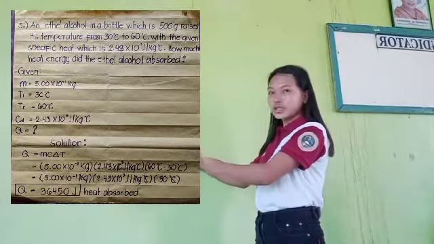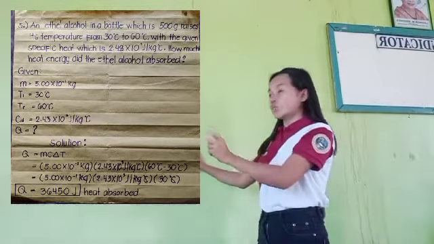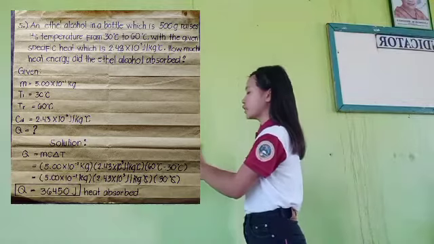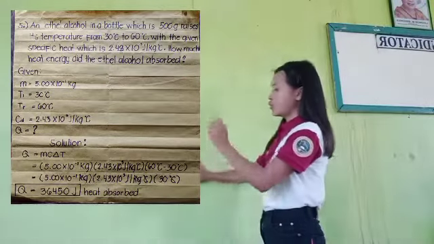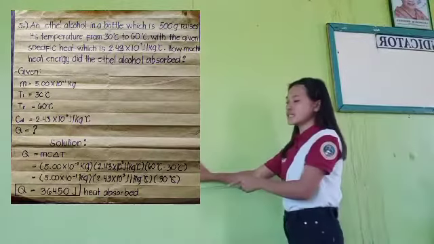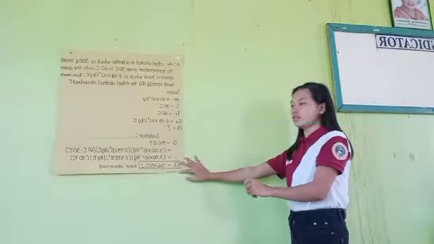So to calculate that, it would be equivalent to 36,450 joules. So the heat absorbed by the ethyl alcohol is 36,450 joules.